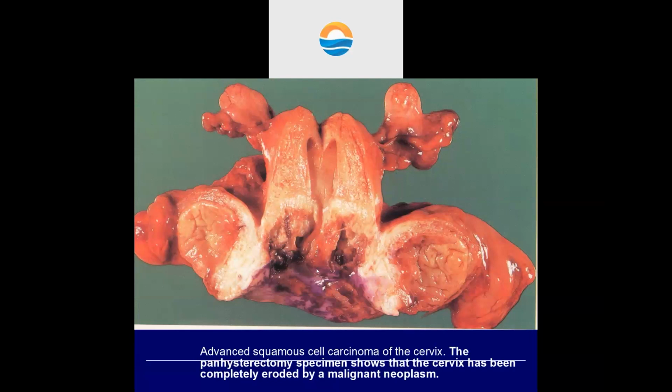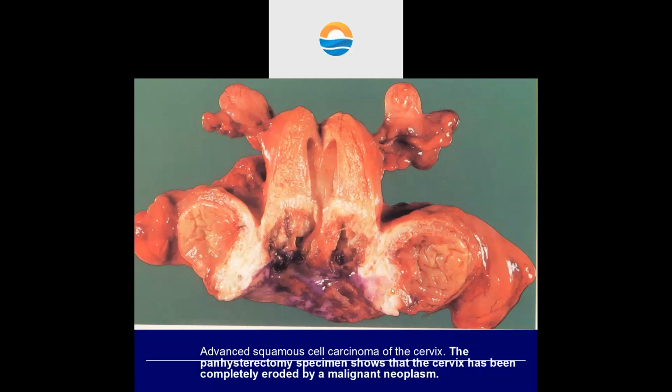Here you see the organ complex, you see uterus, and also you can see the ovaries with tubes. So here the advanced squamous carcinoma of the cervix. The pan-hysterectomy specimen shows that the cervix has been completely eroded by a malignant neoplasm.